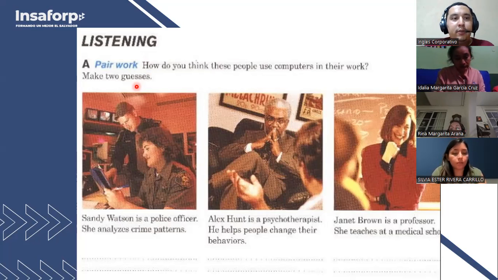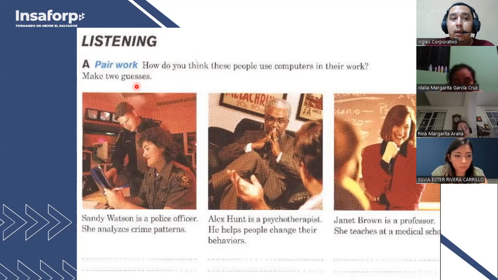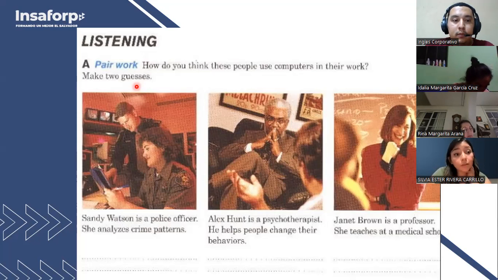She uses her computer for investigating or researching criminals. Yeah, might be the case. Or another one might be to look for dangerous people. They have access to the computer in the US, yes, to search information of a specific person. Exactly. And to see the social media.